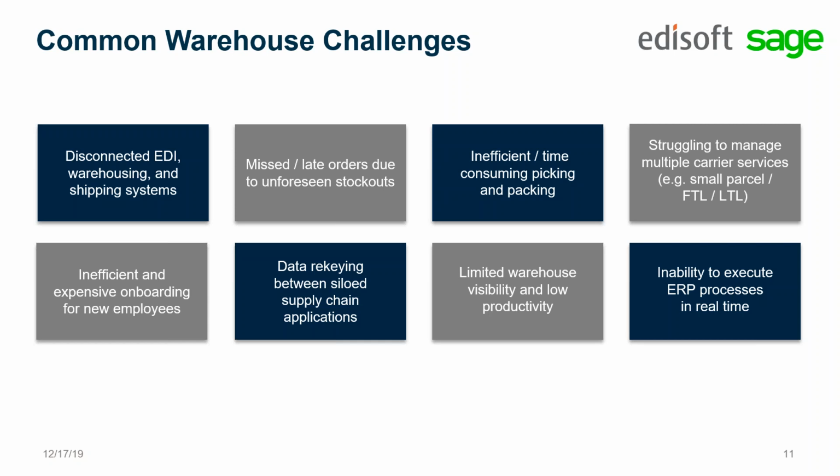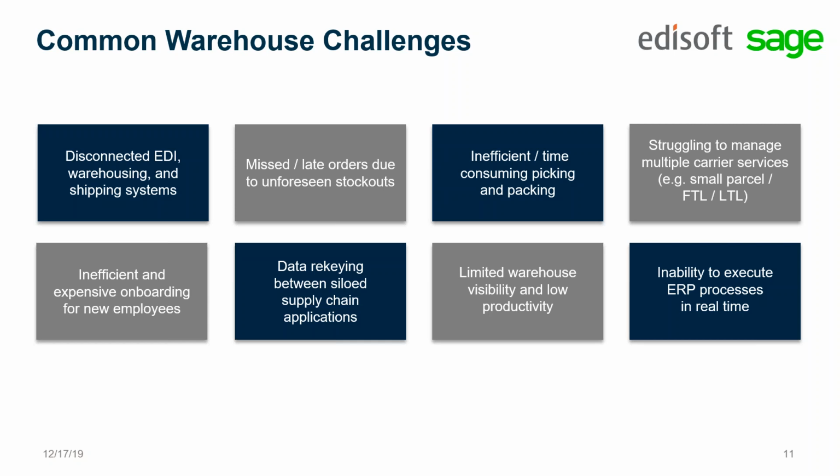Inefficient, time-consuming picking and packing. So being able to actually pick and pack not only efficiently but accurately, making sure that the sales order details are being validated against the items that are actually on that sales order to be fulfilled, and you're getting that validation. And we can solve that challenge with Quikpak with a barcode scanning solution.